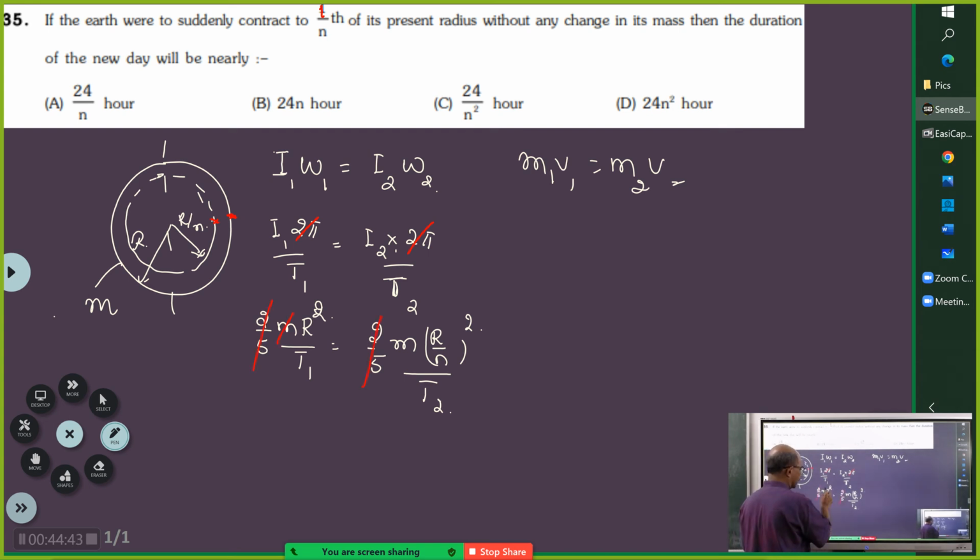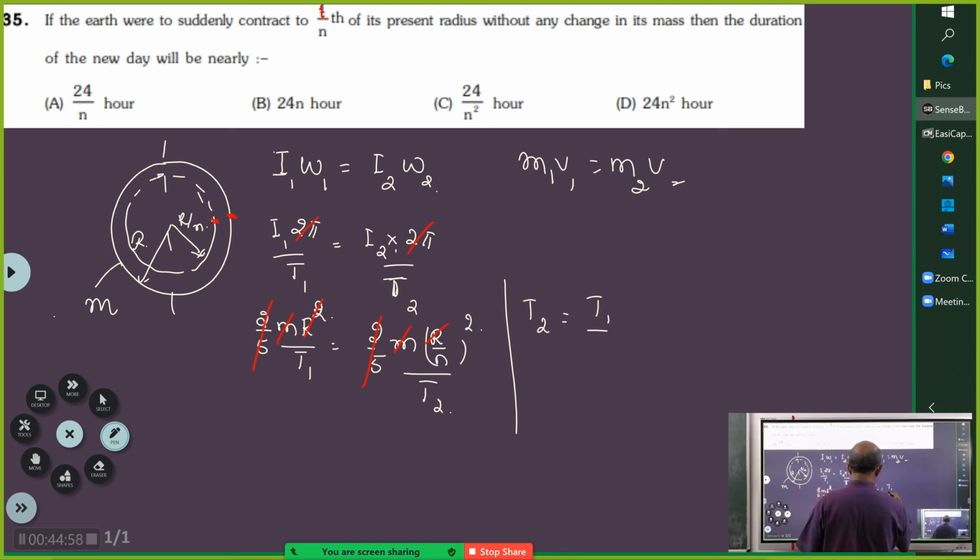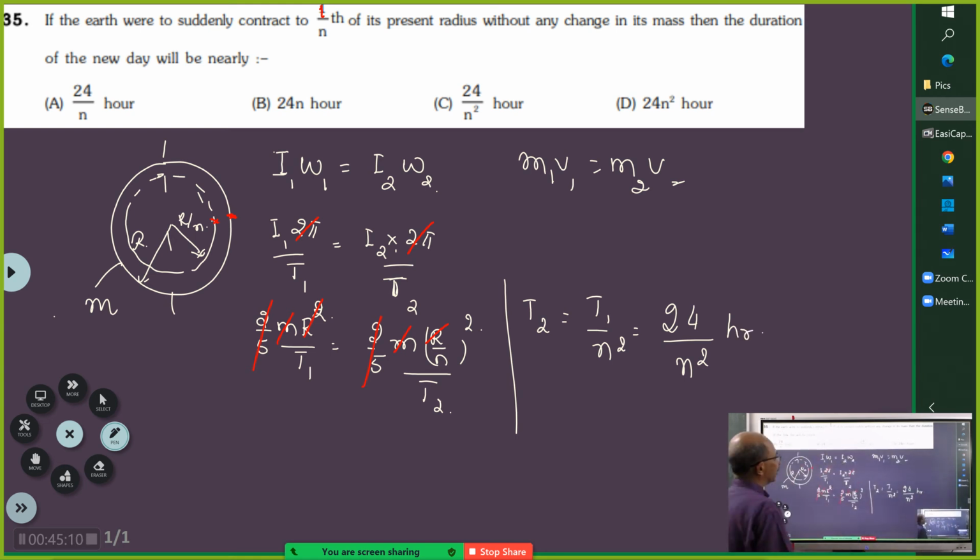So 2 by 5 cancels, m cancels, r square cancels. Now it is a matter of T1 and T2. You want to find T2, so T2 will be equal to T1 by n square. T1 for Earth is 24 hours, so 24 by n square hours. Do you have the option 24 by n square? Yes, C should be the option. So you see, don't worry.